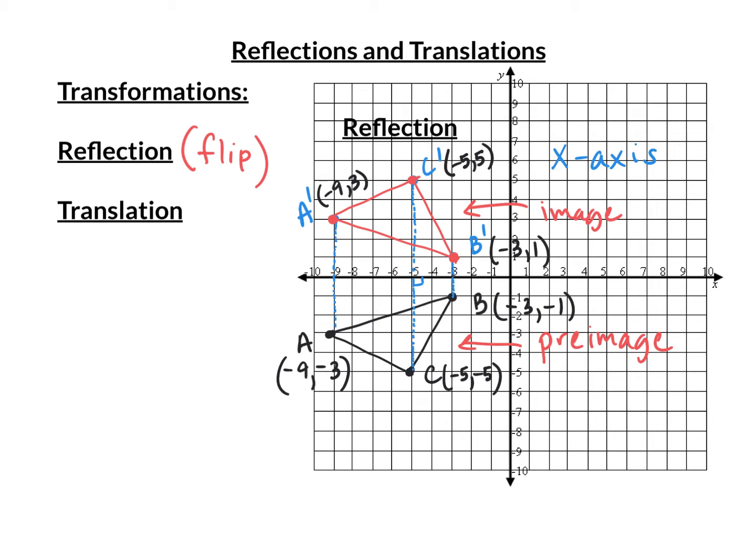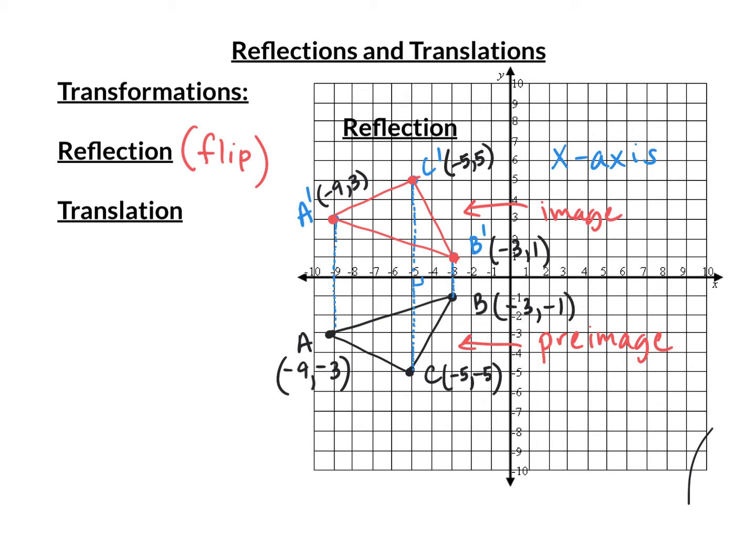Take a look at the ordered pairs in the two triangles and make an observation. Point A, (-9, -3), became (-9, 3). Point B, (-3, -1), became (-3, 1). And point C, (-5, -5), became (-5, 5). If you look at the ordered pairs, what you see is that in the image, the reflection, the only thing that changed was the y, and it became the opposite.